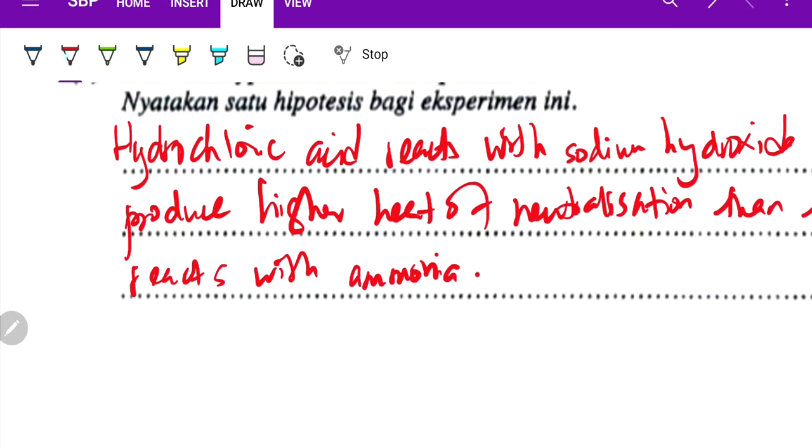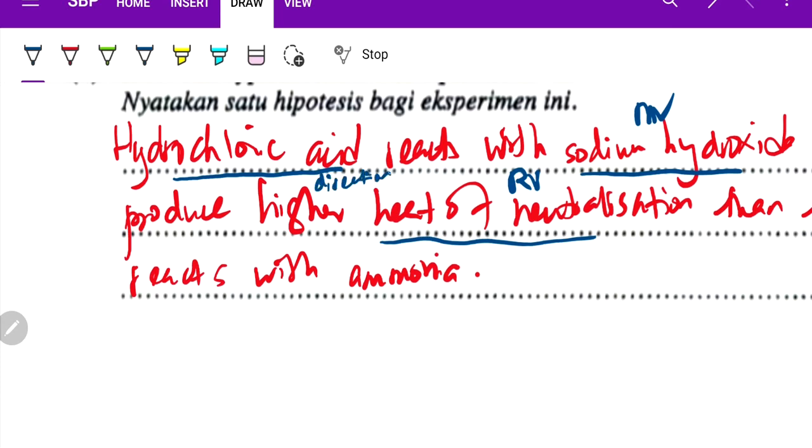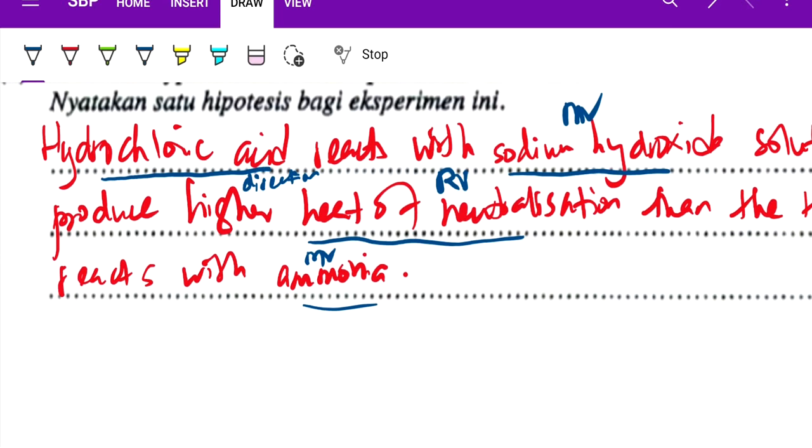Here we can see hydrochloric acid reacts with sodium hydroxide. So sodium hydroxide is a manipulated variable, and the responding variable will be heat of neutralization. The responding variable must come after the manipulated variable. So higher is the direction. Ammonia is another MV. So make sure that you can write the hypothesis correctly.